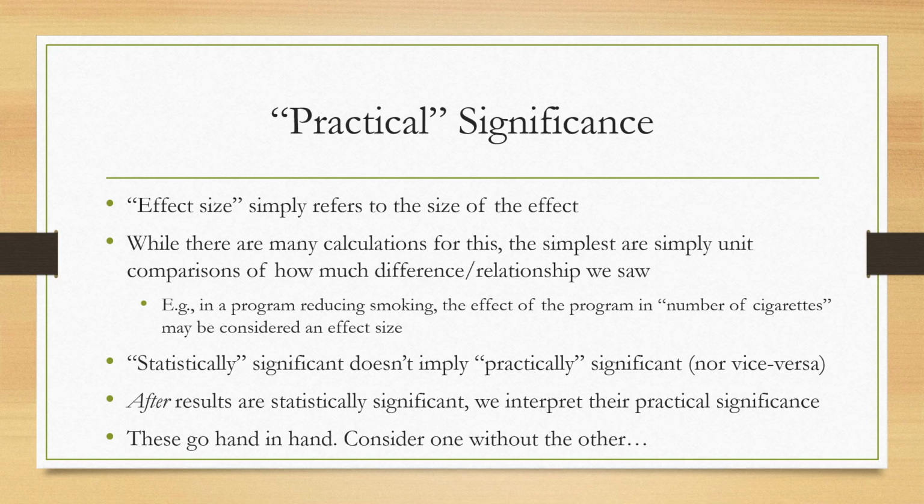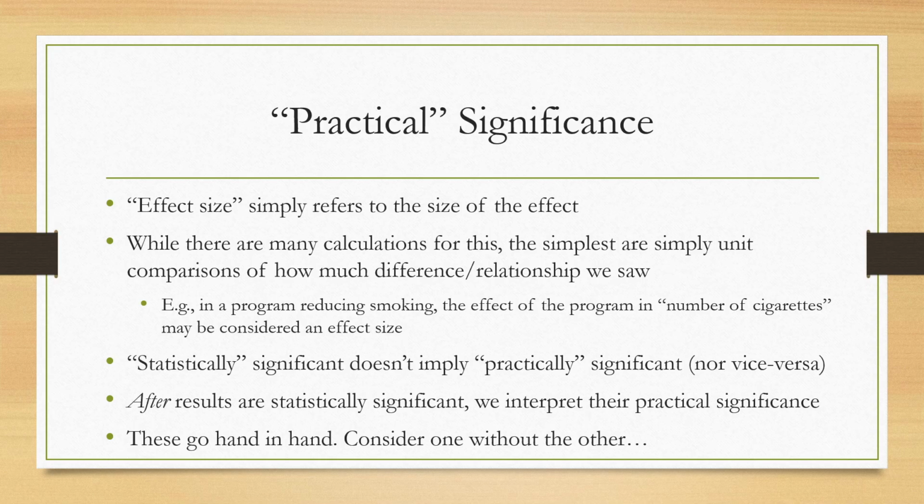So what this means is we have evidence that the relationship isn't due to random chance. That's what statistically significant means. That the difference between groups isn't just due to random chance, or that the relationship between variables isn't just due to random chance. But it's not practically significant. That means the size of the difference or the size of the relationship isn't large enough to really mean anything clinically or practically.